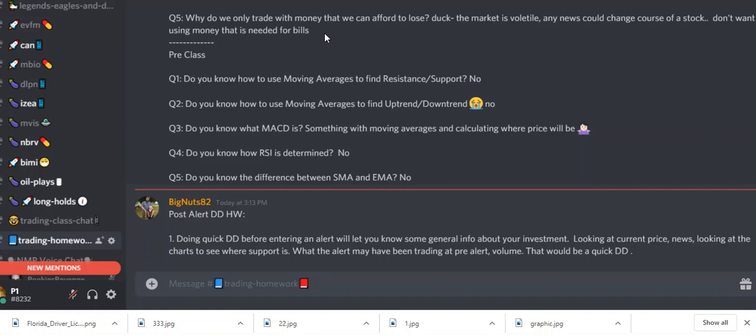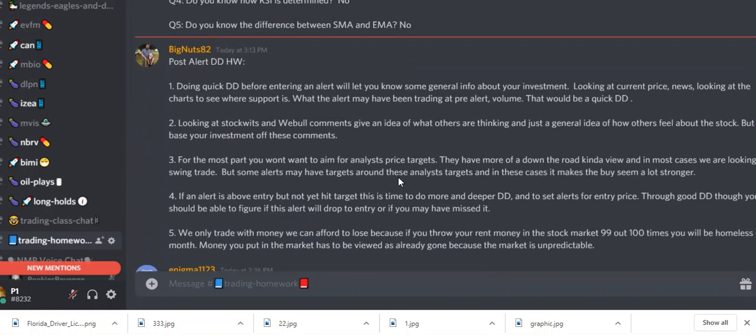Do you know moving average support resistance? No. Something with moving averages and calculating where price will be? Shrug. No.